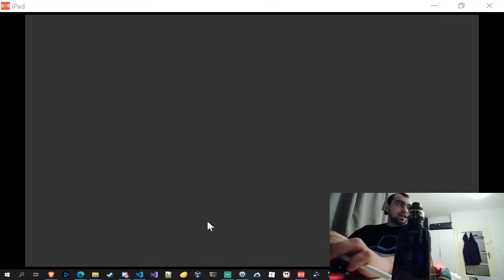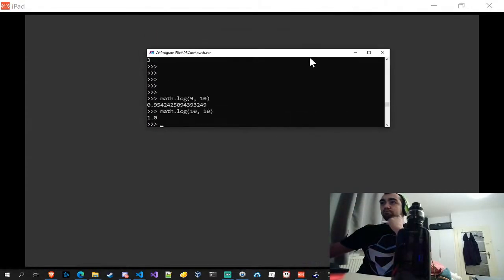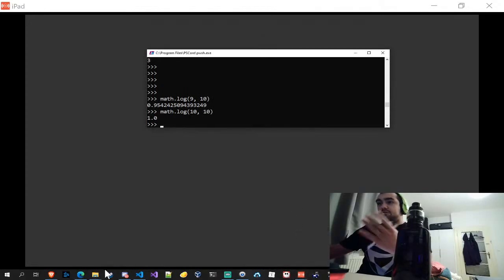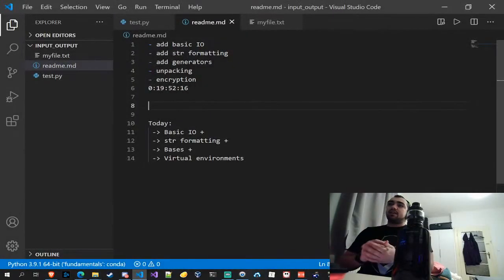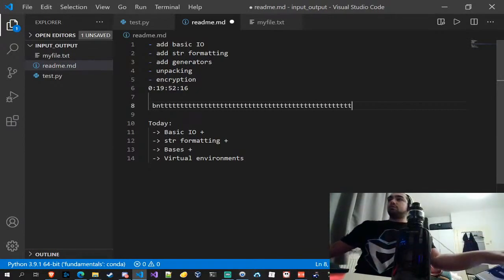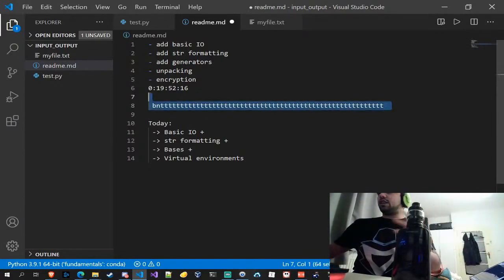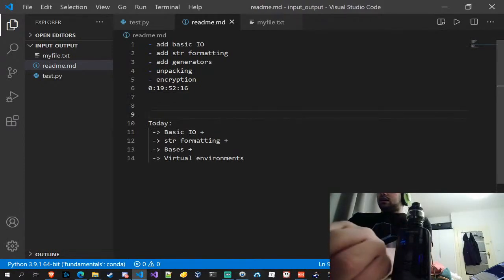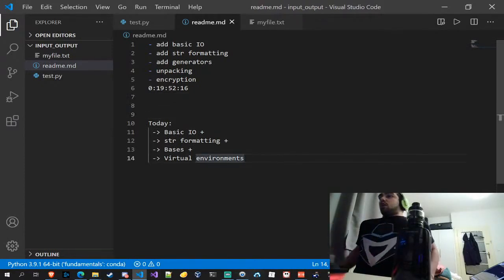So yeah, these are bases, and they're pretty important as well. But there's not much more to this. I may have expanded a bit more into this than is needed. You don't really need to know that much about bases to successfully use them in everyday operations. So the only thing left is virtual environments.